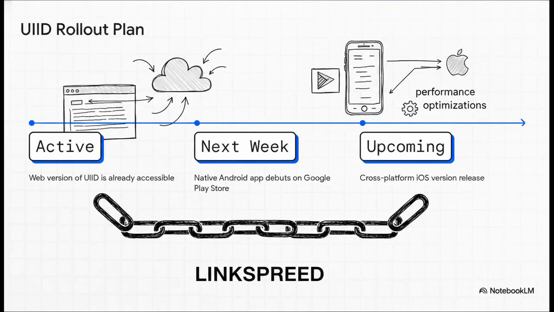So this is where the theoretical ideas of Web 4 start to meet the actual physical device you're probably holding in your hand right now. The web version of the Universal International Identity, or UIID ecosystem, is already active and working. But the real game changer happens this coming week as they hit the Google Play Store for Android users. And yes, they've already confirmed that later this year, an iOS version is going to follow.